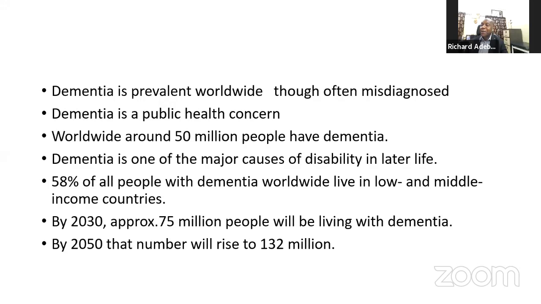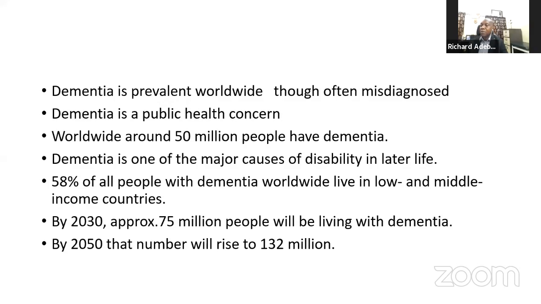The lay people diagnose it as, oh, this elderly person is a witch. It's a witch or it's a wizard, prevalent here. But even in hospitals, it's a concern, and that's why we are talking about it today. As I said earlier, around 50 million people have dementia worldwide. And it's one of the major causes of disability in later life.